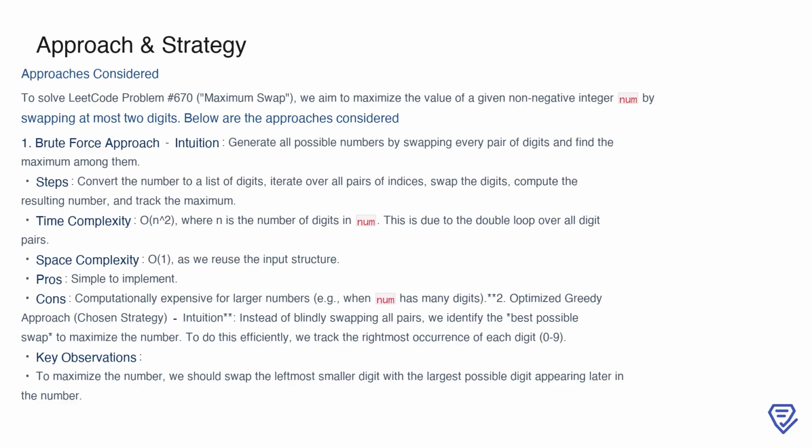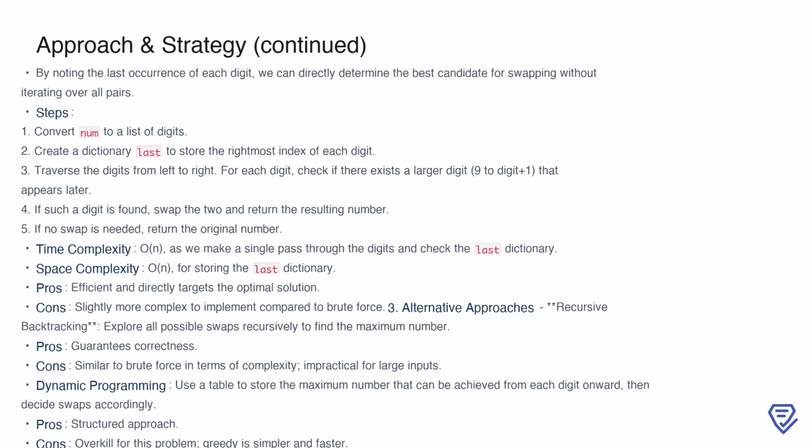Instead of iterating over all pairs, we track the rightmost occurrence of each digit from 0 to 9. The main observation here is that to create the largest number, we should swap the leftmost smaller digit with the largest possible digit that appears later in the number. This insight forms the foundation of the optimized approach. Using the optimized greedy strategy, we can efficiently find the best swap by leveraging the last occurrence of each digit.